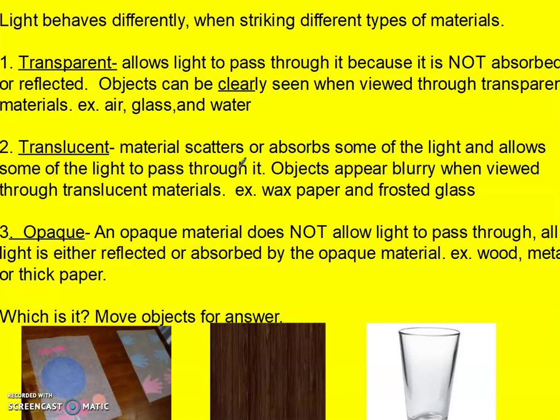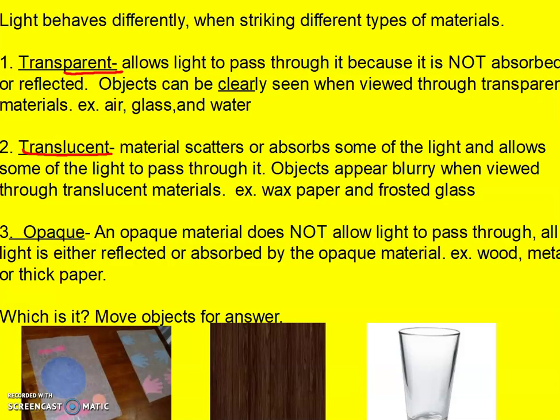I always think of it like this: a parent sees everything, and in the word transparent is parent. Your parent watches everything you do. It's clearly seen. Translucent is like it's loosely seen. The material scatters or absorbs some of the light and allows some of the light to pass through it. So objects appear blurry when viewed through translucent materials. Think about wax paper or frosted glass, like in a shower. Those are translucent.